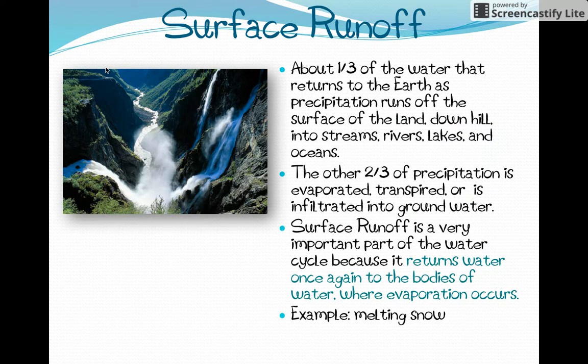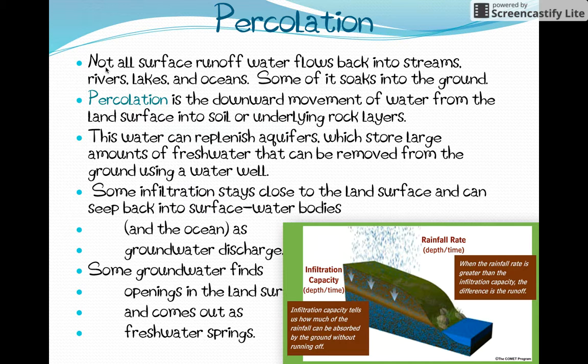Surface runoff: about 1/3 of the water that returns to the earth as precipitation runs off the surface of land. About 2/3 is evaporated, transpires, or is infiltrated or percolated into groundwater. Surface runoff is a very important part of the water cycle because it returns water once again to the bodies of water where the evaporation occurred. An example of that would be melting snow.